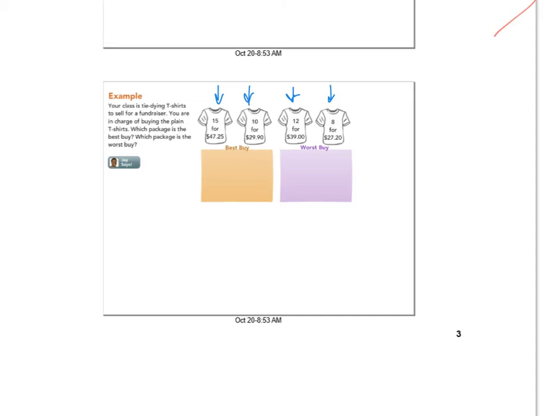So let's do 15 for $47.25. So like I said, item always has to go on the bottom because we want to know how much it is for one shirt. So this one kind of tried to trick you by putting the 15 at the top. We actually need that at the bottom when you write your fraction. So we have, that's my money, $47.25 for 15 shirts.